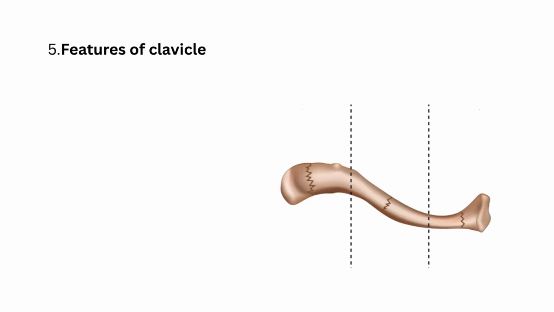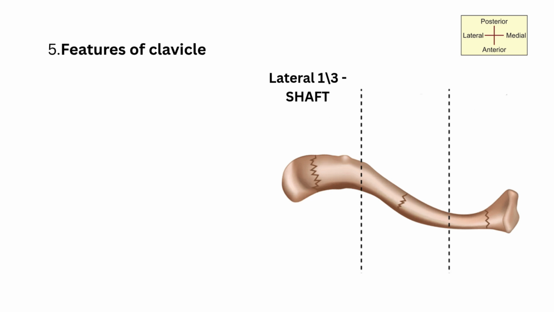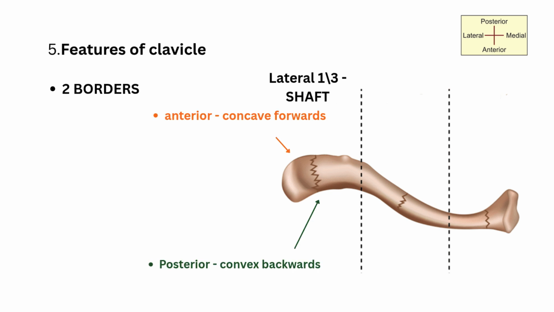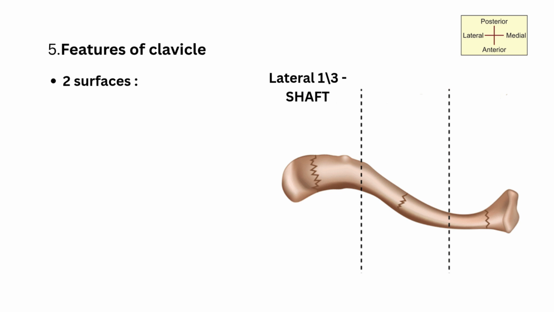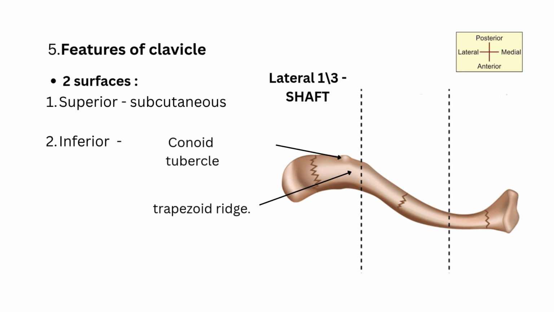Features of clavicle. Shaft. The shaft is divisible into the lateral 1/3 and the medial 2/3. The lateral 1/3 of the shaft is flattened from above downwards. It has two borders, anterior and posterior. The anterior border is concave forwards. The posterior border is convex backwards. This part of the bone has two surfaces, superior and inferior. The superior surface is subcutaneous. The inferior surface presents an elevation called the conoid tubercle and a ridge called the trapezoid ridge.